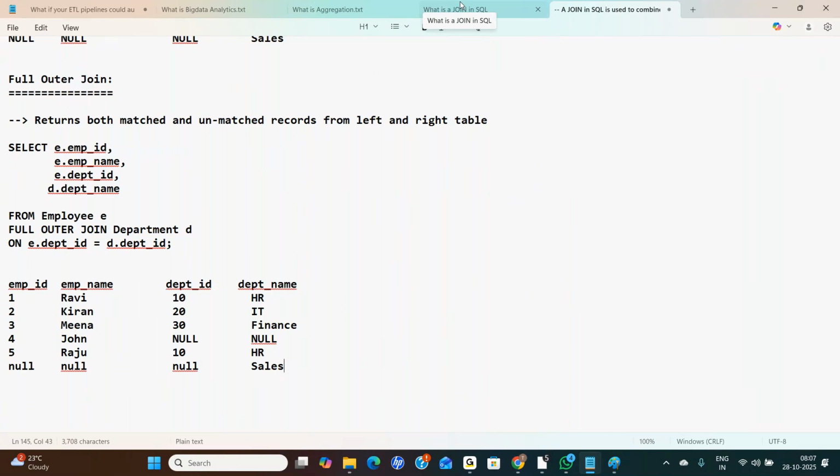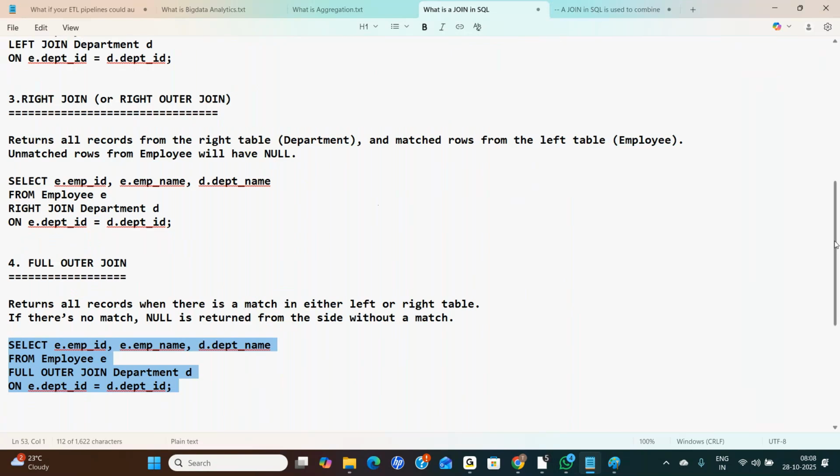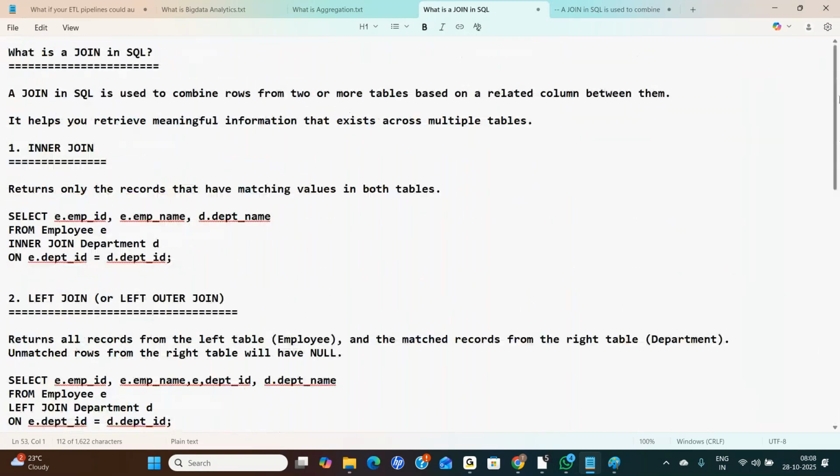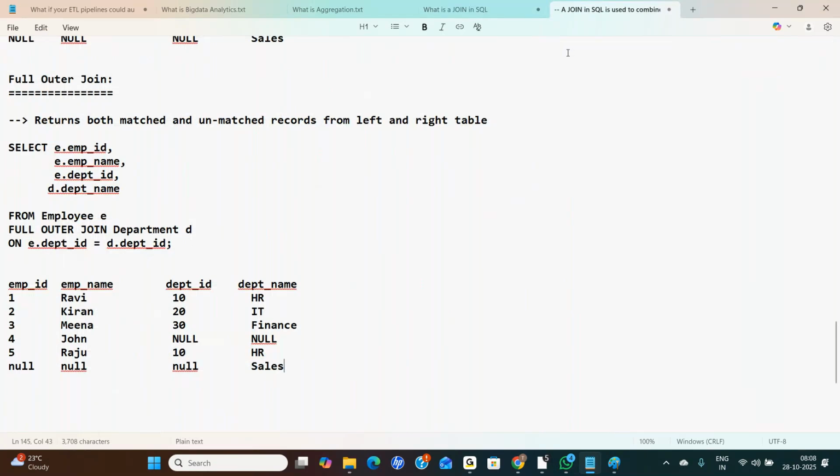Anyway, remaining all the types of joins: what is a cross join, what is self join, left semi join, left anti join, and these things we will discuss in tomorrow's class.